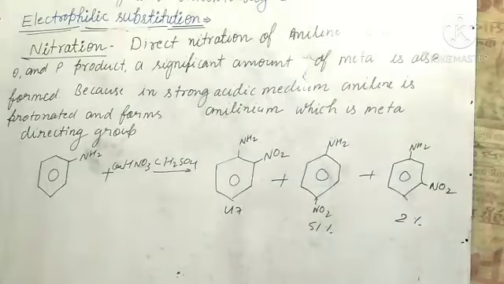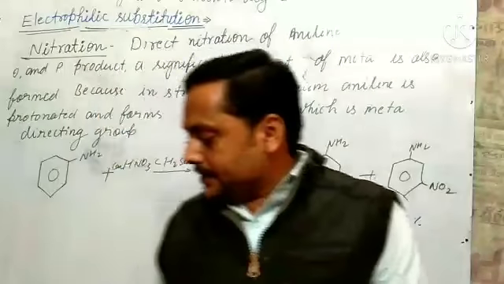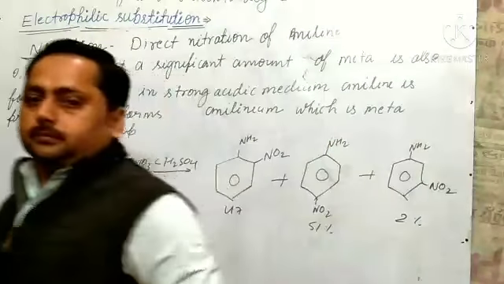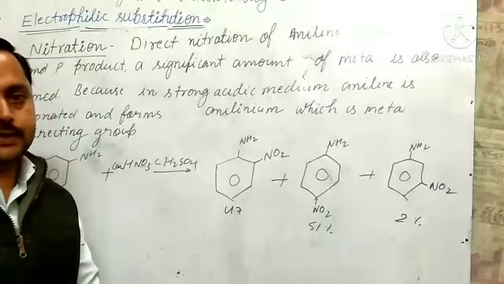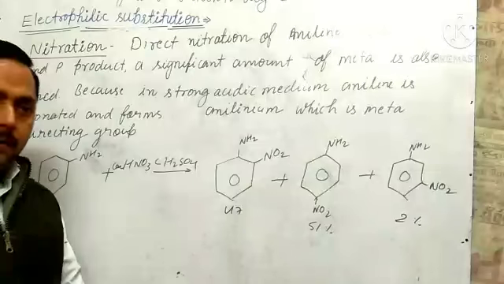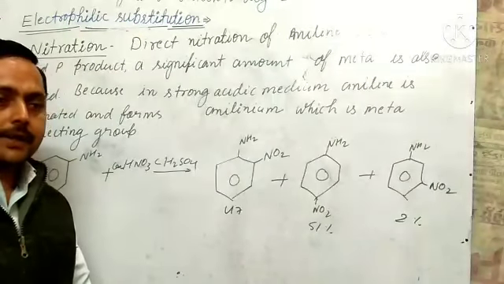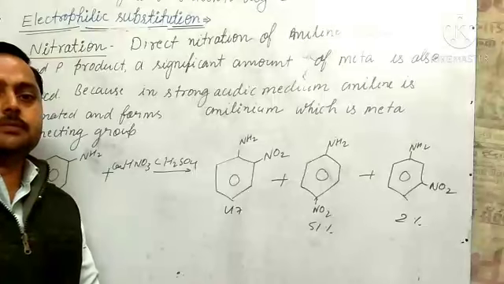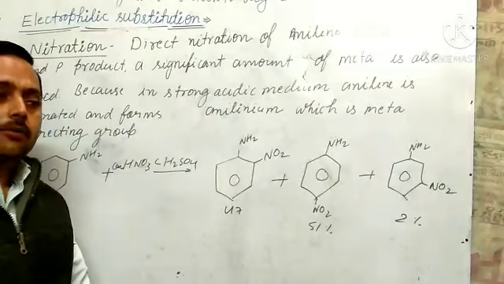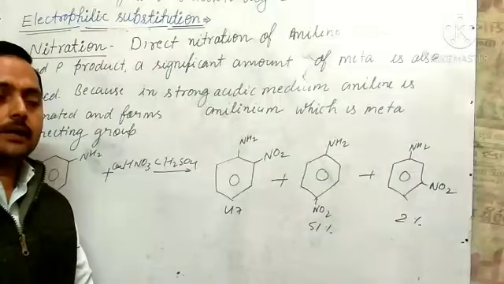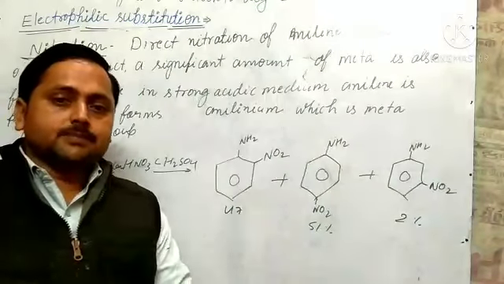So next is nitration. Nitration of aniline. So direct nitration of aniline, we get ortho, para and meta product also. Because when aniline is protonated in a strong acidic medium, it forms anilinium ion, which is a deactivating group, or means meta directing group.